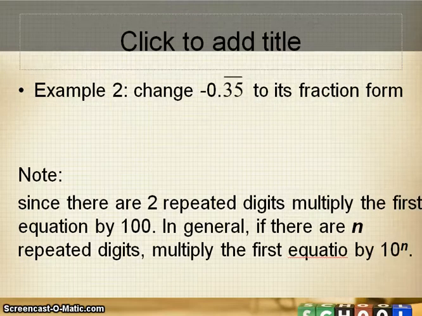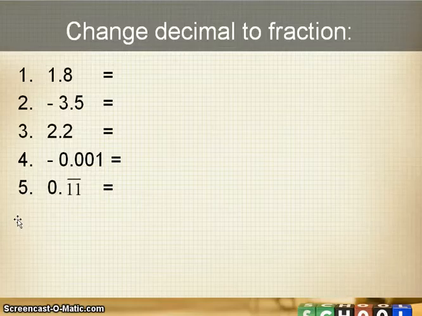Now, let us try to change negative 0.35 to its fraction form. Since we have two digits here and we have the vinculum, it means we have two repeated digits. So if we have two repeated digits, let us multiply our first equation by 100. The general rule is if there are n repeated digits, multiply the first equation by 10 raised to n. So now please try changing these decimals into fractions.